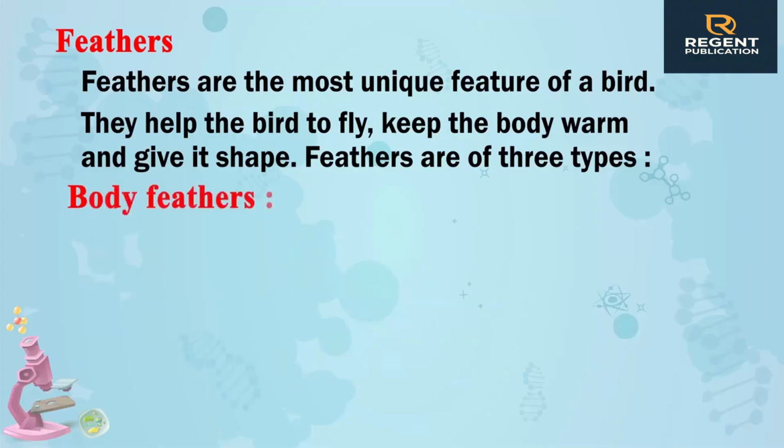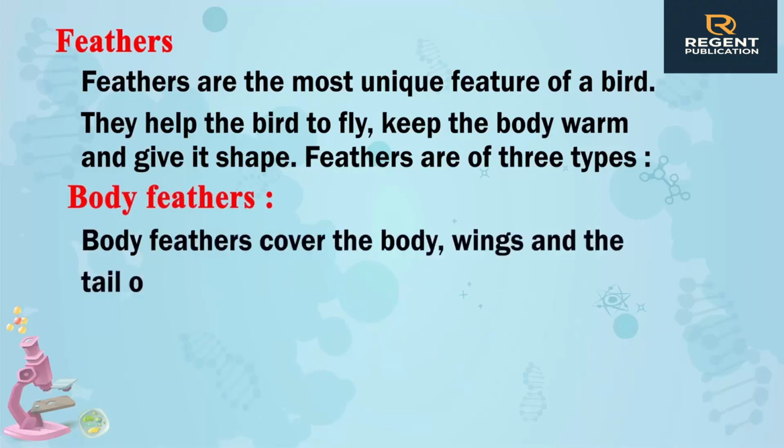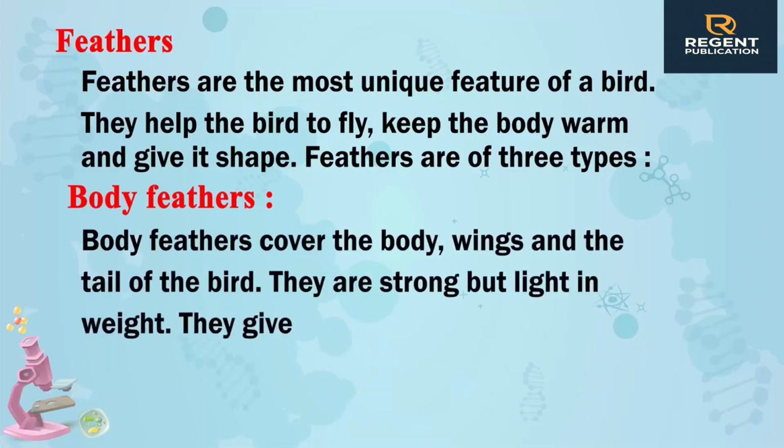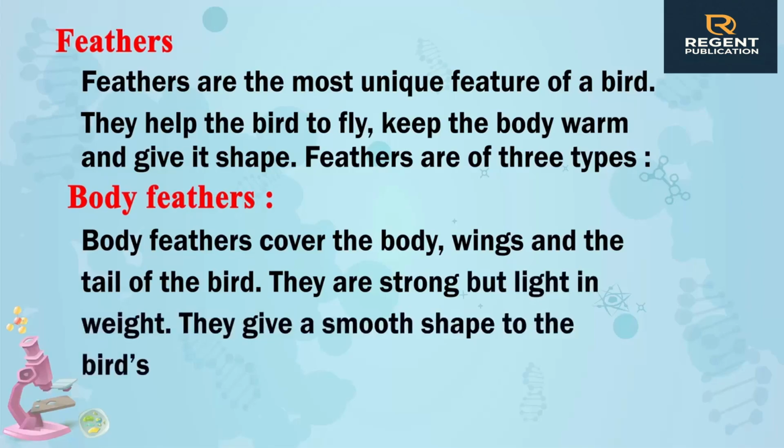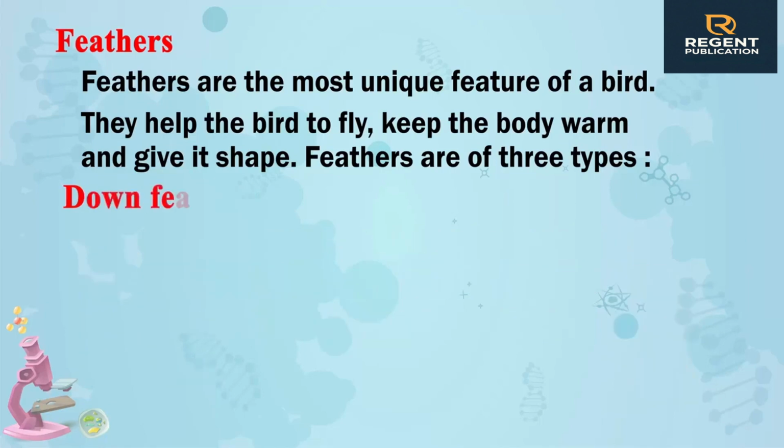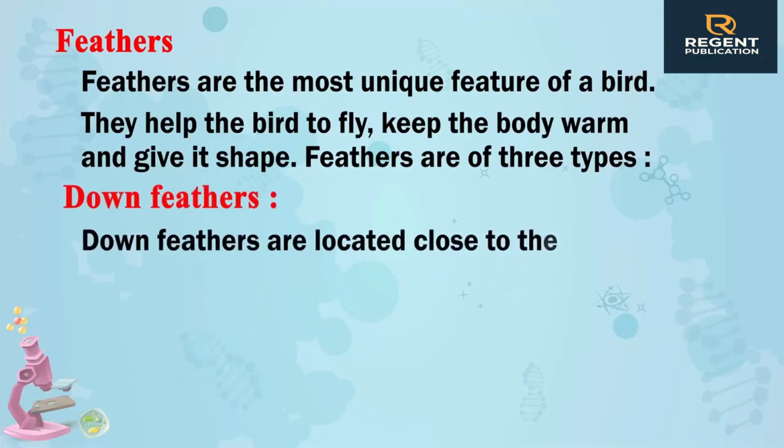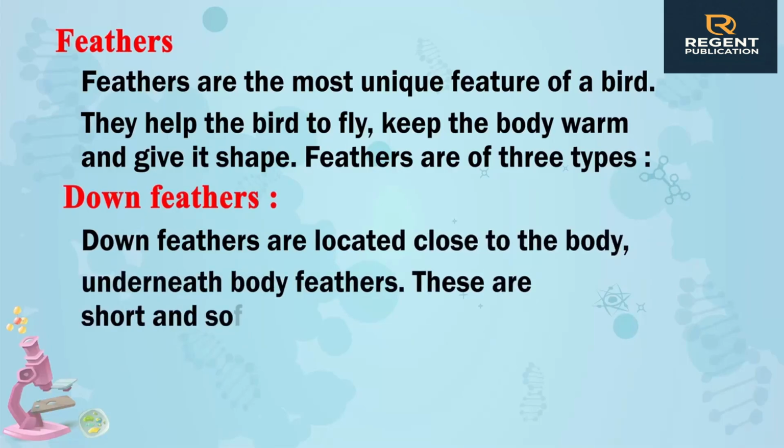Body feathers. Body feathers cover the body, wings and the tail of the bird. They are strong but light in weight. They give a smooth shape to the bird's body. Down feathers. Down feathers are located close to the body, underneath body feathers. These are short and soft feathers and help to keep the bird warm.